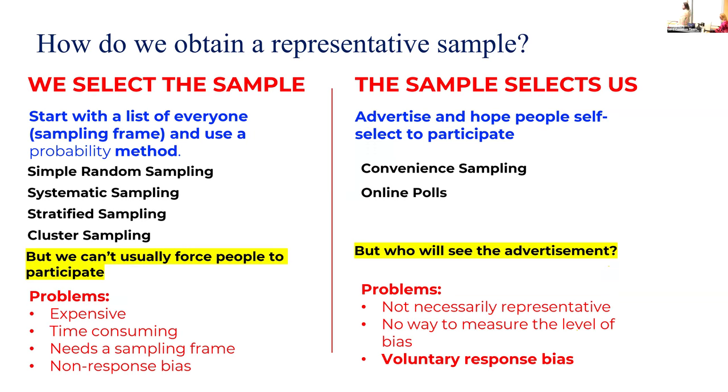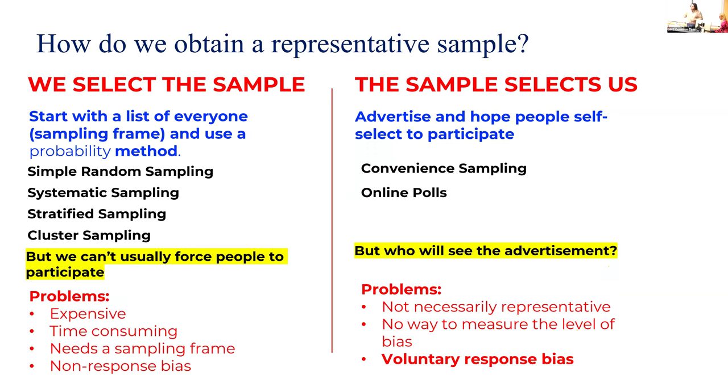So a lot of people end up falling into this category, which is the sample selects us. We usually advertise to a whole heap of people and we hope that they want to participate. That's what we usually get out of online polls, or what we broadly call convenience sampling. The important thing to consider is who will see our advertisement and who will agree to be part of the survey.